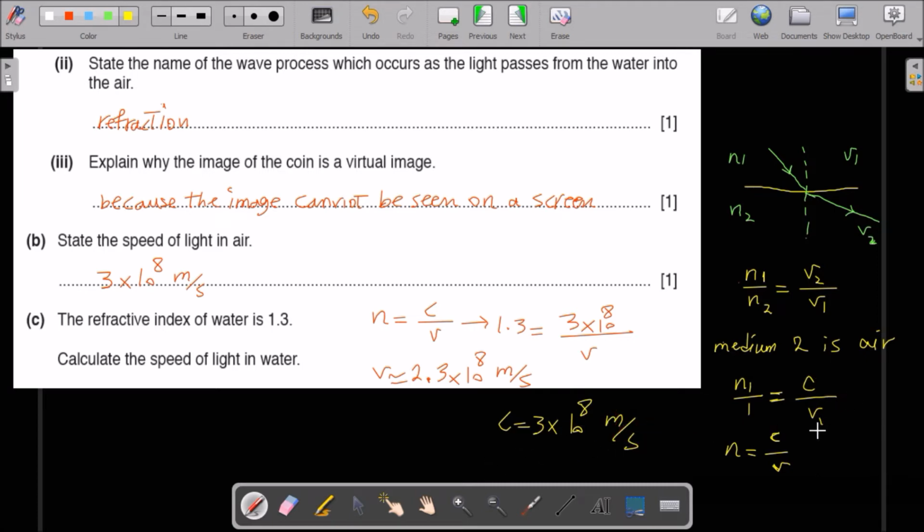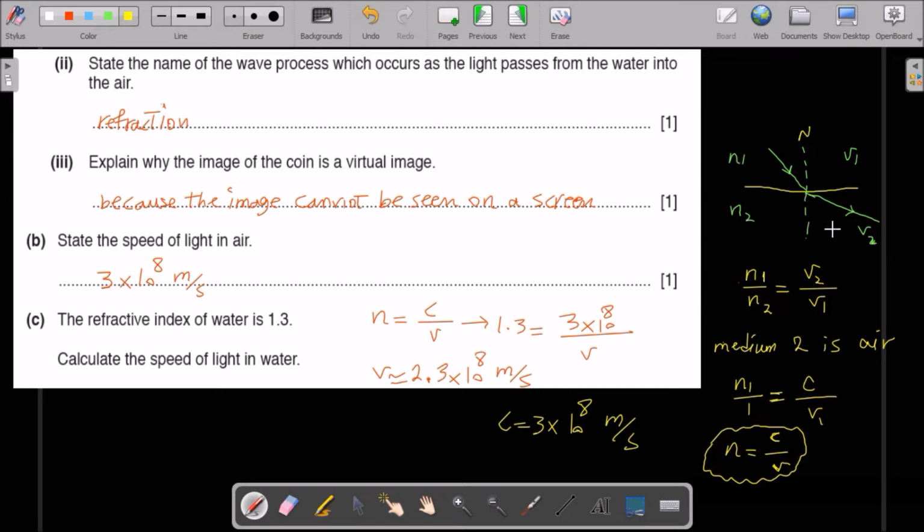So you can write C divided by V1. So simply N is equal to C divided by V, as I wrote in this question. So I proved that N is equal to C divided by V if one of the mediums is air. If both mediums are different and none of them is air, you can use N1 divided by N2 is equal to V2 divided by V1. And you can see that this is the normal.